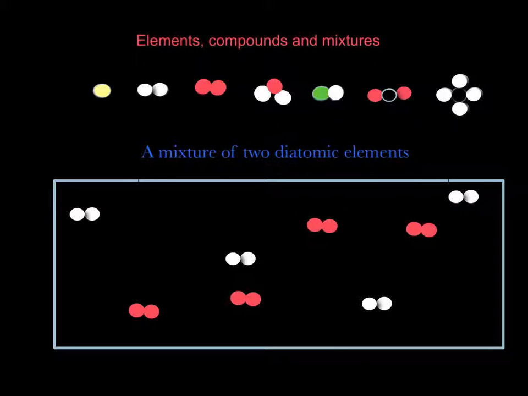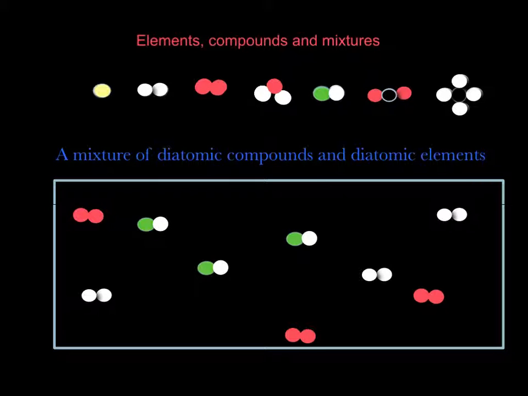A mixture is of two different molecules, and they have to be diatomic, which is two atoms put together, and they have to be elements, which means they have to be the same atom. This is a mixture of diatomic compounds and diatomic elements because a diatomic compound is a compound which is two different atoms that are bonded together, and it has to be two, and diatomic elements are two atoms that are bonded together that are the same.